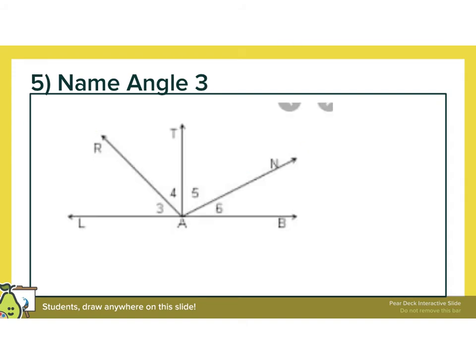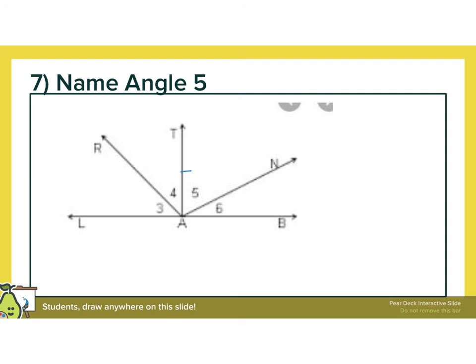Name angle 3 down here. So this would be 1, this would be 2, this would be 3. Angle LAR, or angle RAL. Angle 4, this could be 1, this would be 2, this would be 3, so it can be angle RAT, or the other order TAR, but A stays in the middle.